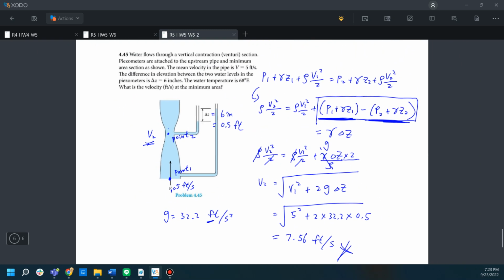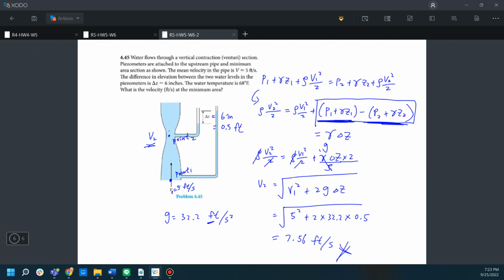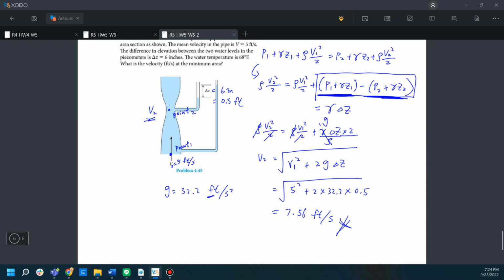So essentially, in the last 3 homework problems, what you need to know is what the Bernoulli equation is, how to define point 1 and point 2, how to use the information at point 1 and point 2 to simplify the Bernoulli equation, and then you should be able to solve for the information that you need using the simplified Bernoulli equation.